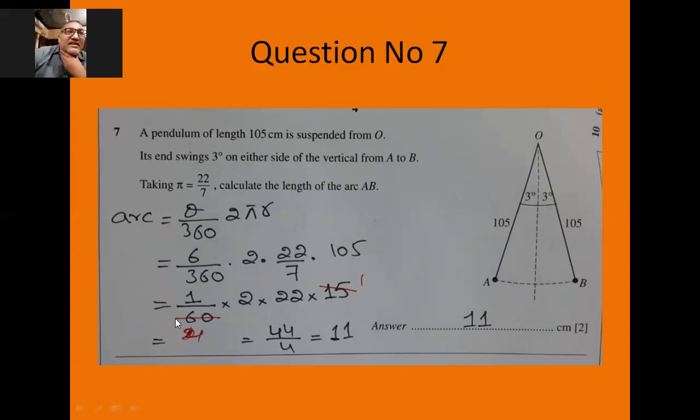So 6 ones are 6, and 6 60s are 360. So 1 by 60, 2 into 22, 7 ones are 7, 7 15s are 105. So here you have 15. Now 15 ones are 15, and 15 fours are 60. So here you will have 44 by 4. So you will get 11. So the arc length will be 11 centimeters.